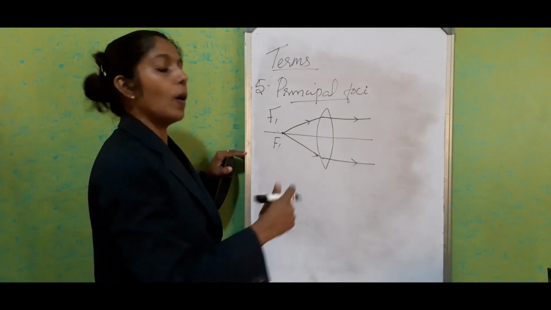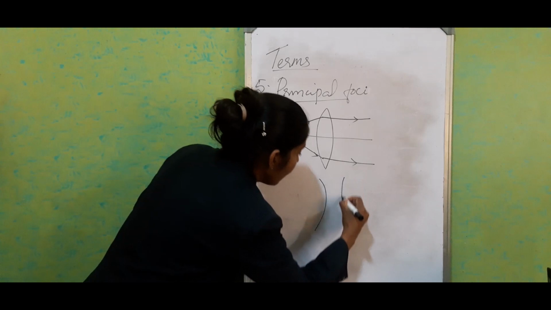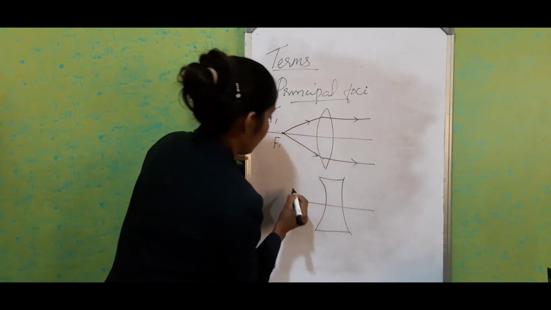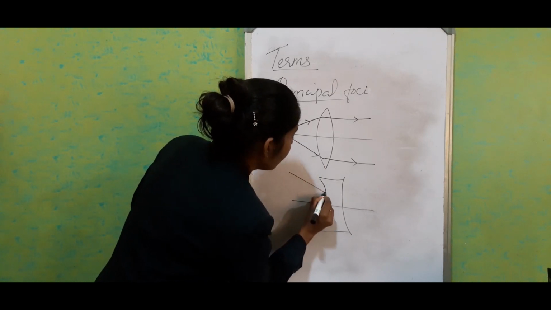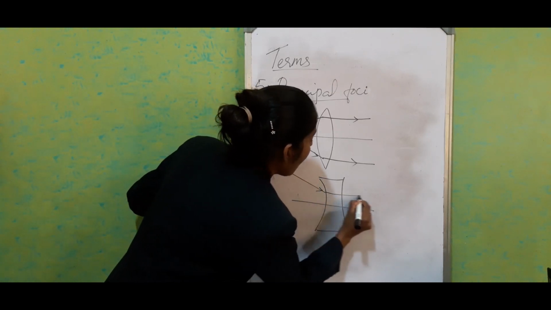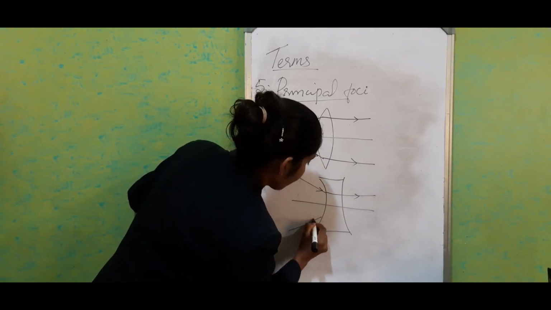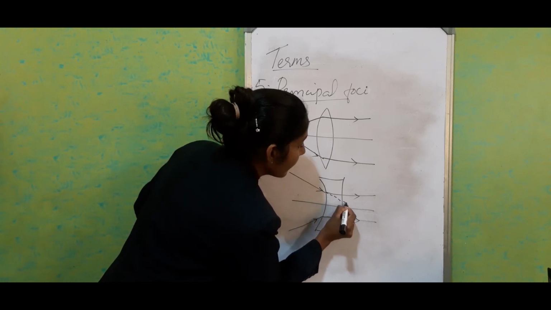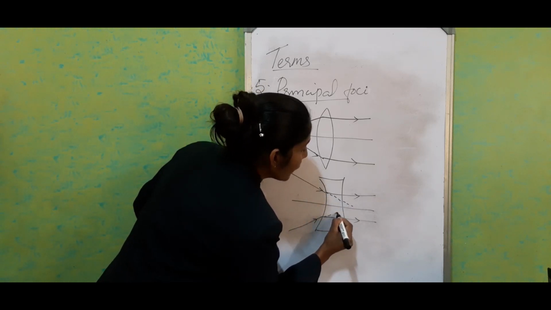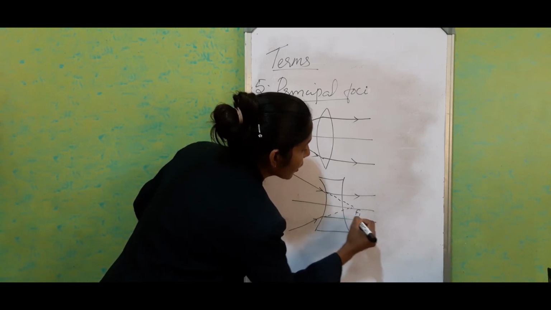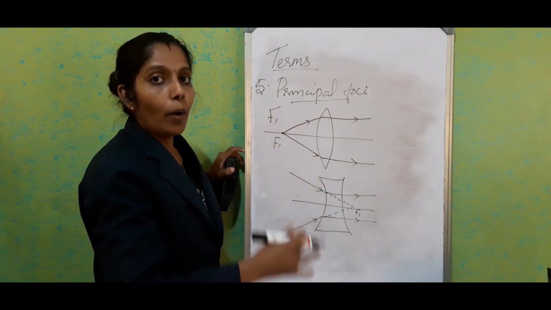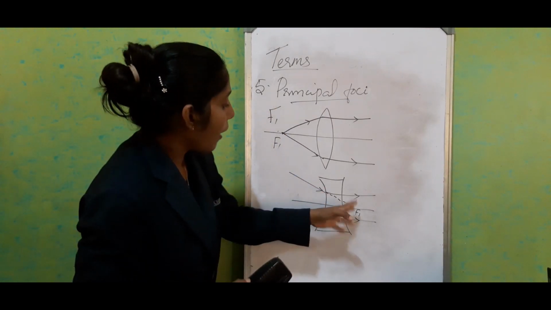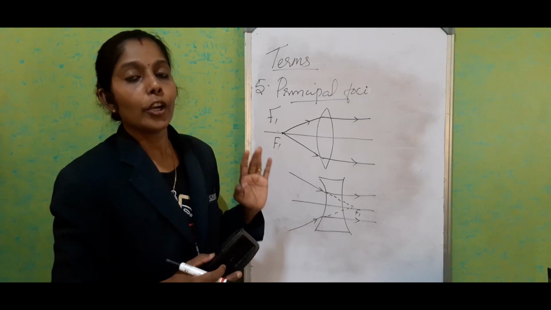And in the case of concave lens, after the refraction, the rays appear to meet at a point. This is called the first focal point or first principal focus of the concave and convex lens.